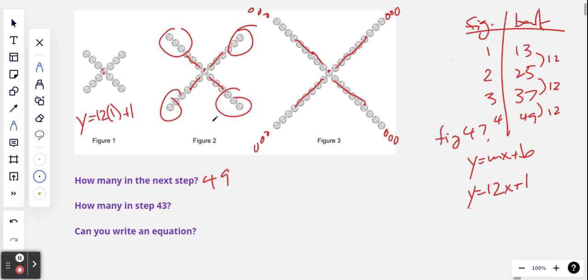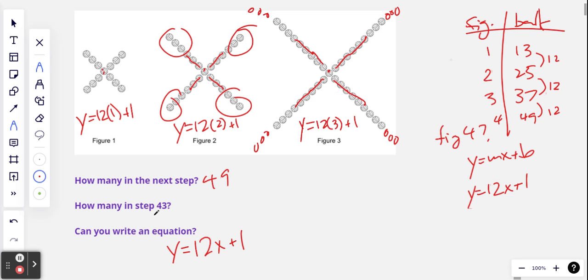So let's try this equation with the next step just to make sure we're not missing something here. So y equals 12 times step 2 plus 1. 12 times 2 would be 24 plus 1 is 25. That's how many we've got in step 2. And in step 3, y equals 12 times 3 plus 1. And 12 times 3 is 36, plus 1 is 37. Yep, looks like we're on the right track here. So I think we can be pretty sure that this equation, y equals 12x plus 1, is correct.